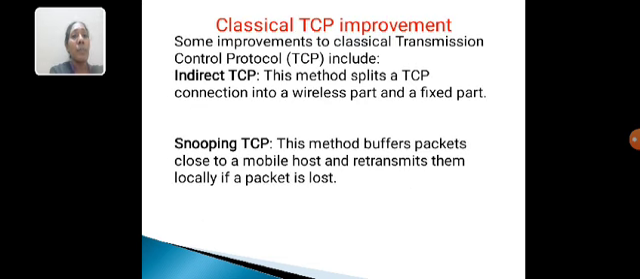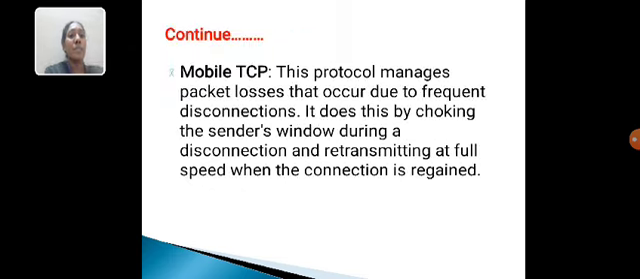Classical TCP improvement. Some improvements to classical Transmission Control Protocol, TCP, include indirect TCP. This method splits a TCP connection into a wireless part and a fixed part. Snooping TCP. This method buffers packets close to a mobile host and retransmits them locally if a packet is lost.